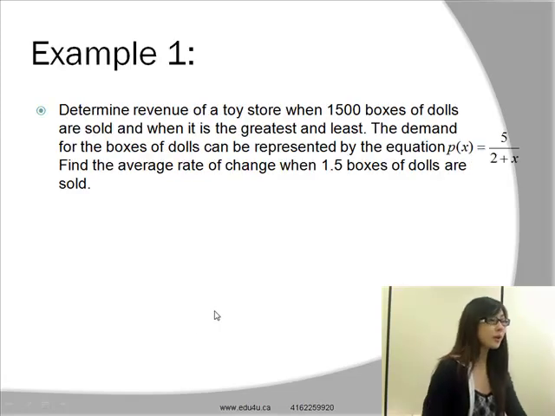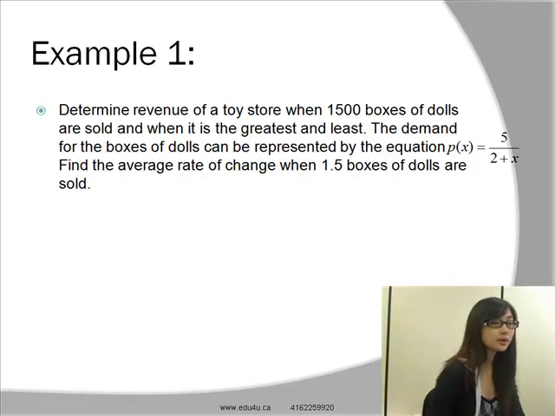Now let's take a look at example 1 from your learning resources. Determine the revenue of a toy store when 1,500 boxes of dolls are sold, when it is the greatest and the least. The demand for the boxes of dolls can be represented by the equation P of x equals 5 over 2 plus x. Find the average rate of change when 1.5 boxes of dolls are sold.